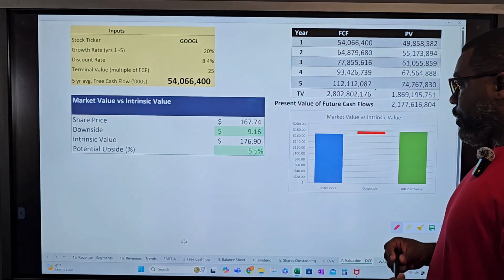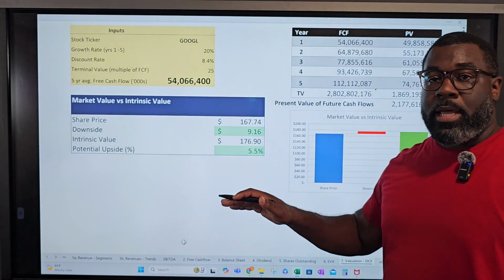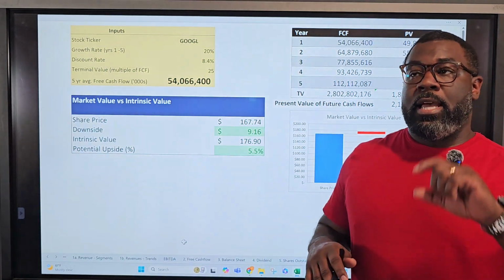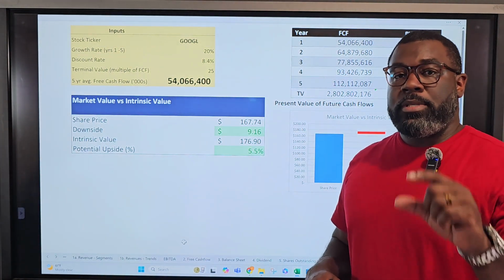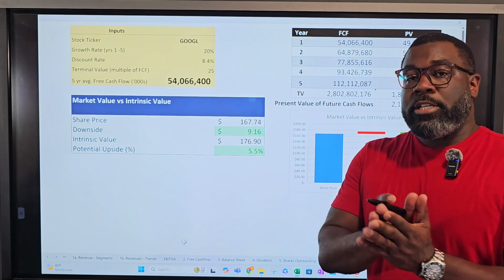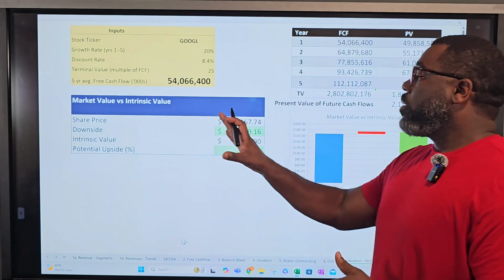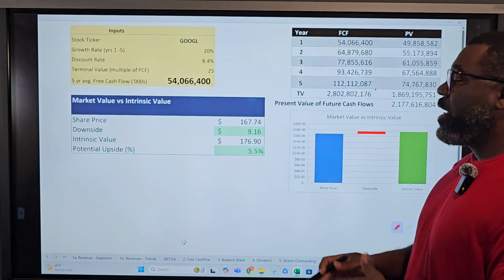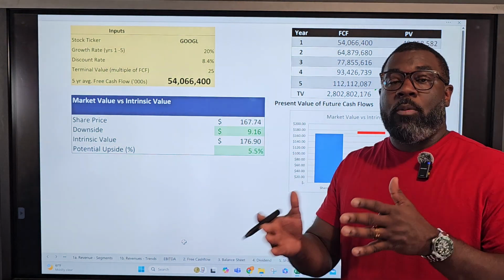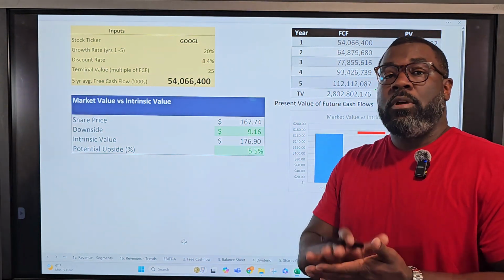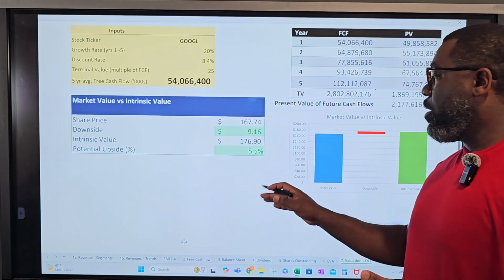So look, when I'm doing this, I'm not necessarily trying to say I have the exact number that represents the value of the company. I'm trying to be directionally correct. I'm trying to be close. I'm trying to be within the range. So based on my assumption, the current stock price is in the range of what I would consider to be the fair value of the company, of Alphabet.